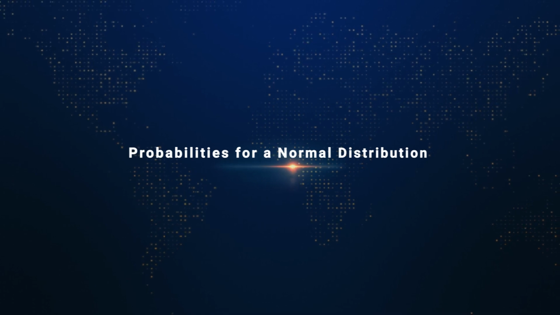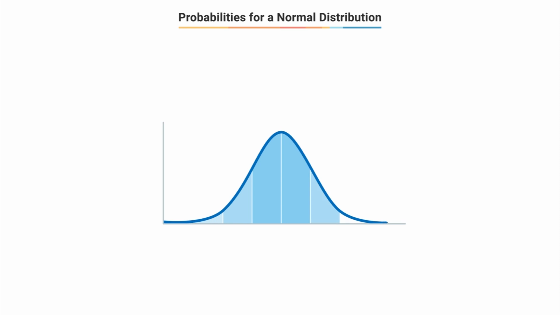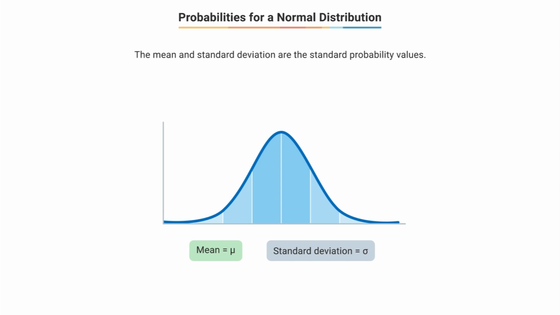Probabilities for a normal distribution. Suppose we have a normal distribution graph here, and let's say that the mean of this distribution is mu. We'll assume that its standard deviation is given by sigma. Now, a very important rule that will keep coming up as we study the normal distribution is the empirical rule. This is nothing but some standard probability values that we can easily calculate for any normal distribution.